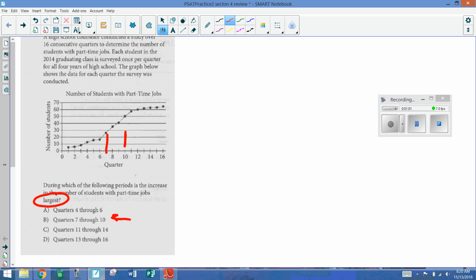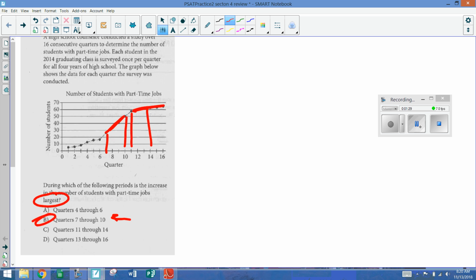7 to 10 looks like more than the others, right? When you look at 4 to 6, the slope looks like almost 0. It's not even increasing. But over 7 to 10 there's a sharp increase, which looks like the largest. 11 to 14: 11 is here, and then 14 here, doesn't look like it. So that's correct. The answer to number one is B.